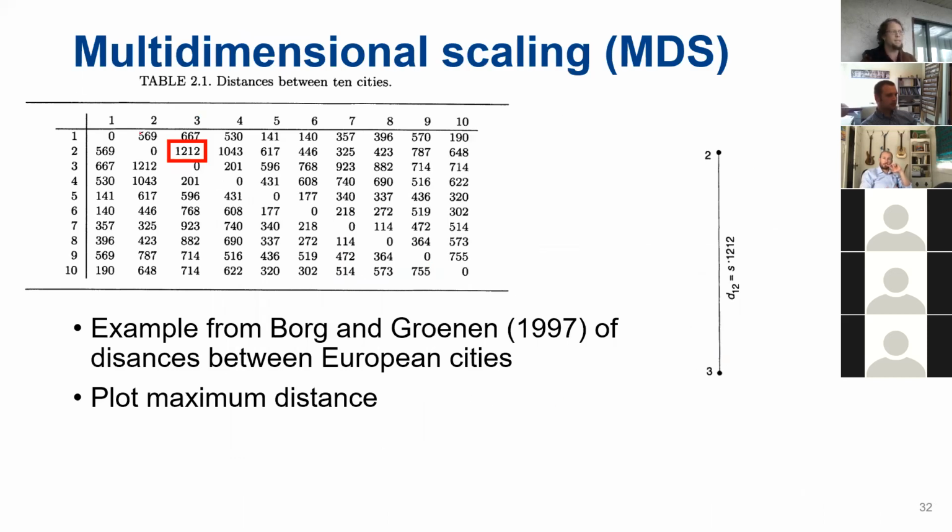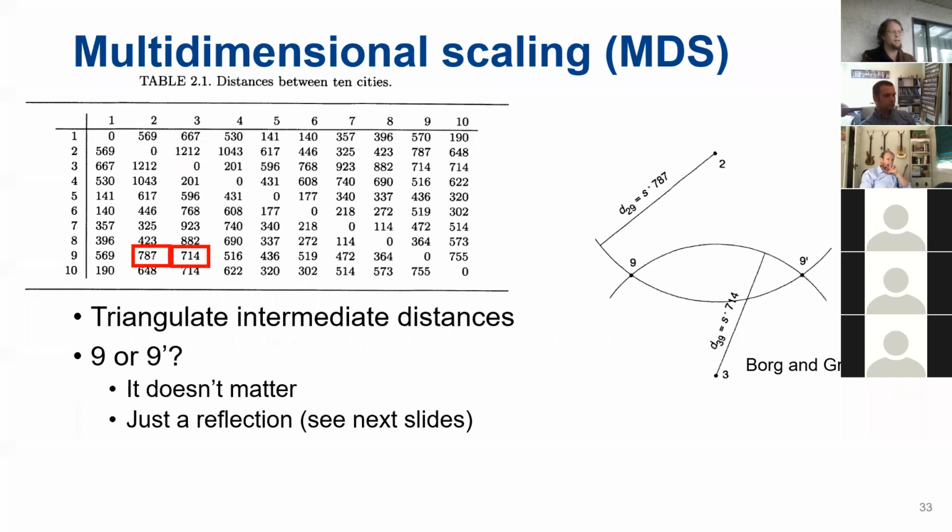So MDS proceeds by taking essentially the biggest distance here. So that would be between city 2 and 3, and you simply plot those guys, right? So that's the distance between 2 and 3. And then you take the next biggest distance and you start to triangulate those intermediate distances. So for example, between 9 and 2 and 3, we've got those distances. And so we can start to put together, there's a radius of 714 kilometers from 3. We'll draw that circle, a radius of 787 from 2. So we wind up with 2 points, obviously.